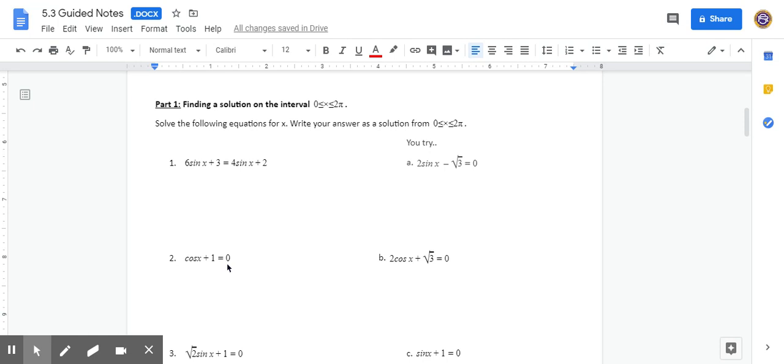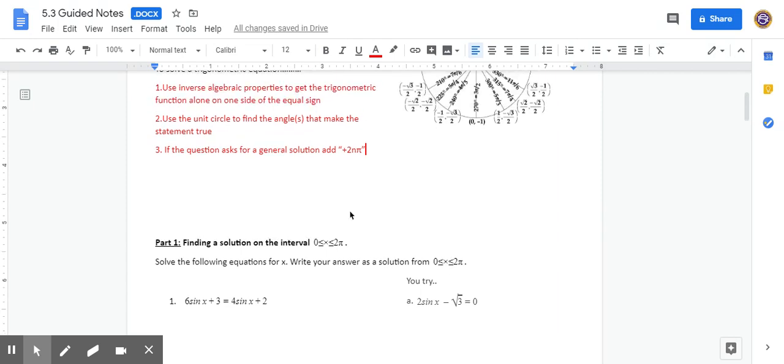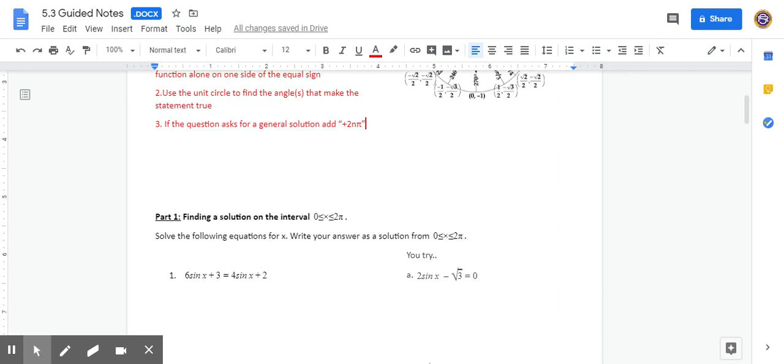So here we have some examples. It says find a solution on the interval 0 to 2 pi. Since it does not ask for a general solution, we don't have to add this in. Let's say you get a question where it just says find the solution, then you would want to add plus 2n pi. Because it says on the interval 0 to 2 pi, we do not have to do step number 3.